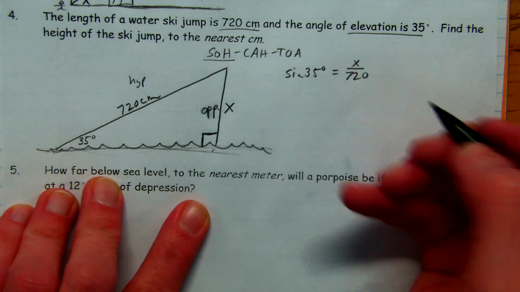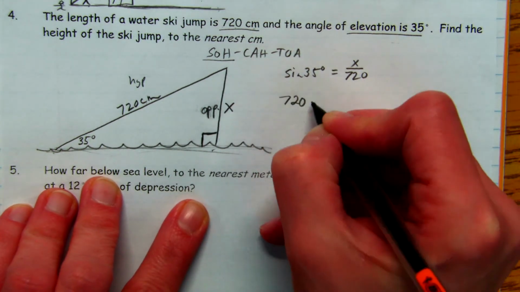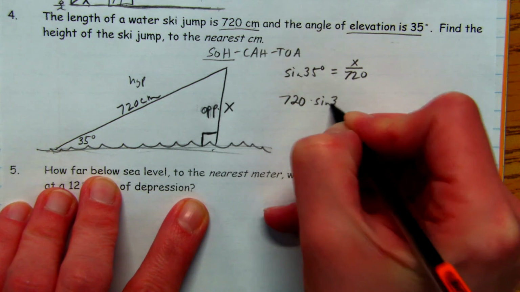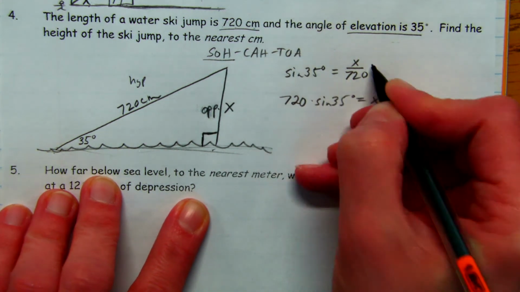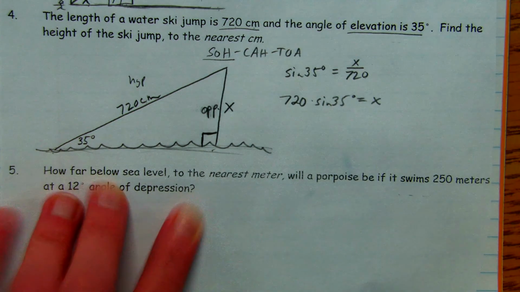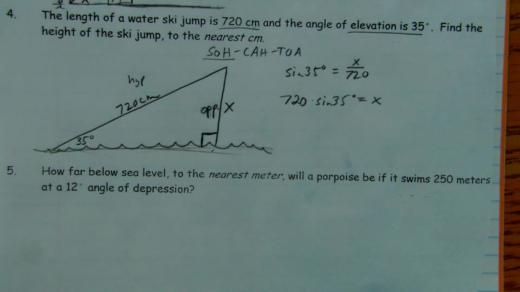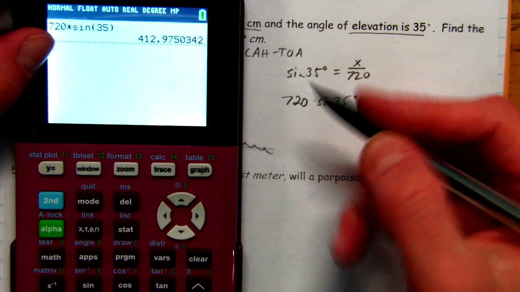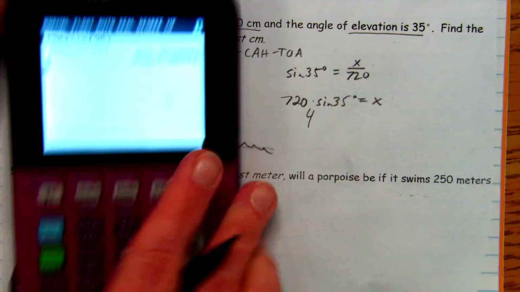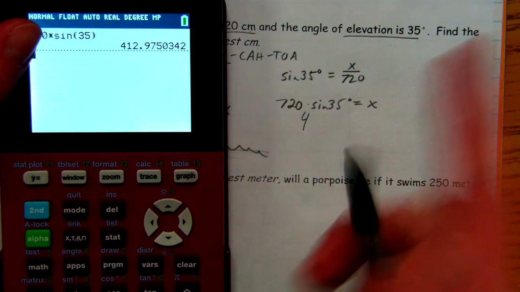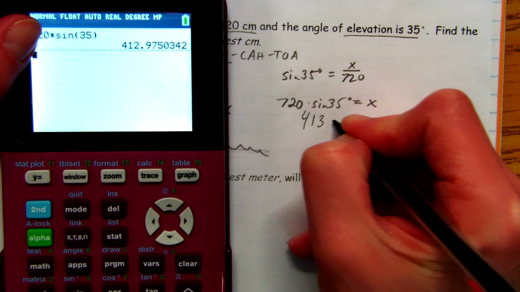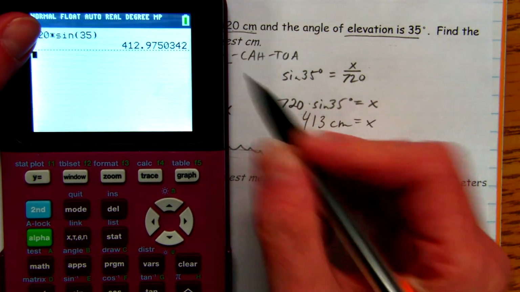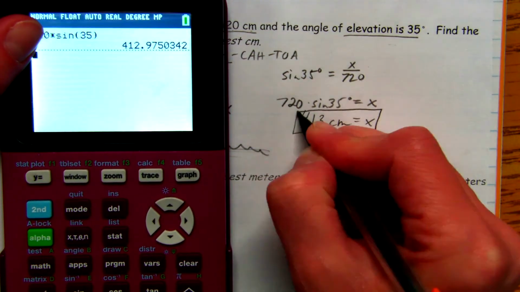Multiply by 720. So I'm going to have 720 times sine 35 equals x. We multiplied on both sides. That canceled this out. So we're actually going to type in 720 times sine of 35 degrees, making sure our calculators are in degree format, and we get about 413, and it says to the nearest centimeter, so 413 centimeters. It's awful darn close.